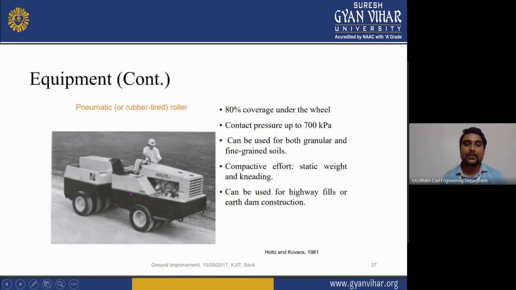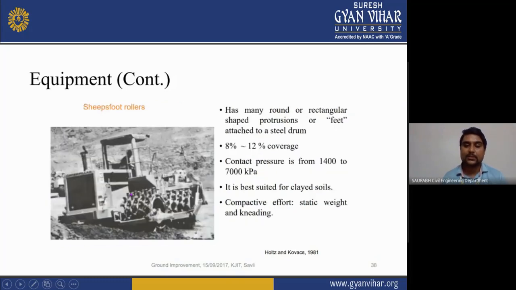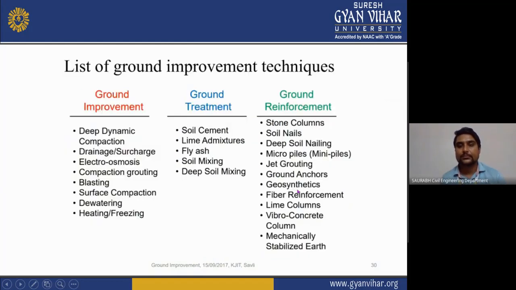And this is your pneumatic rubber tired roller, which is also used for the improvement of the ground. It can be used for both granular and fine grained soil. Compaction effort may be by static weight or by kneading, and it can be used for highway fill or earth dam construction. So you can see here is a different equipment known as the sheepsfoot roller. I have prepared one separate video which you can watch to know more.